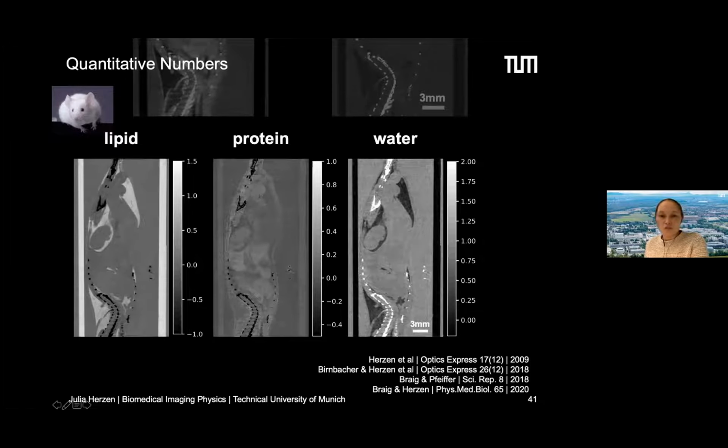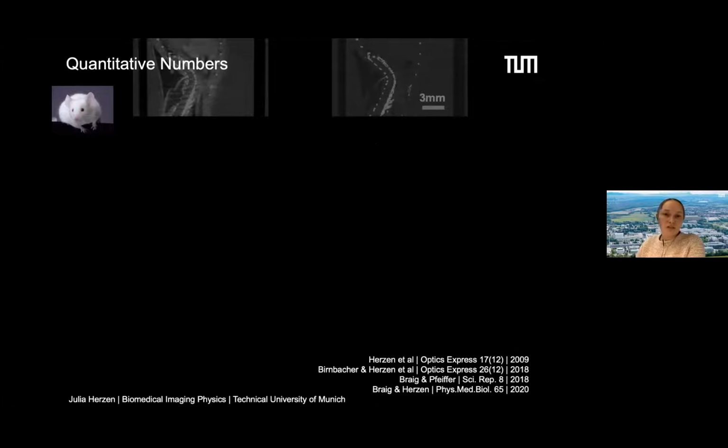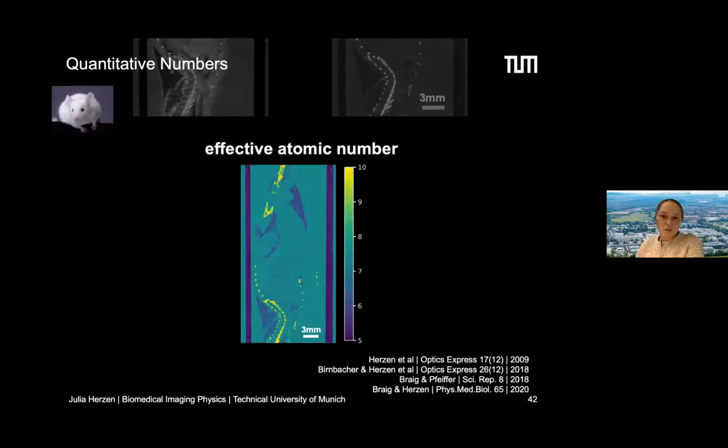And then, of course, you get the rest, which is there as the formalin water mix in this case. And of course, we can also generate the effective atomic number. In this case, it's rather boring because we only see the bones, and this is the highest Z that we can see from the mouse, as this is not stained and does not contain any contrast agents. But still, it's a quantitative image. So with that, I would like to finish.